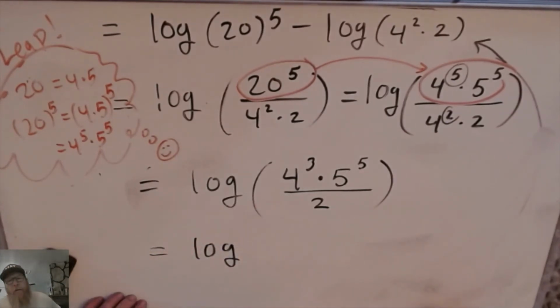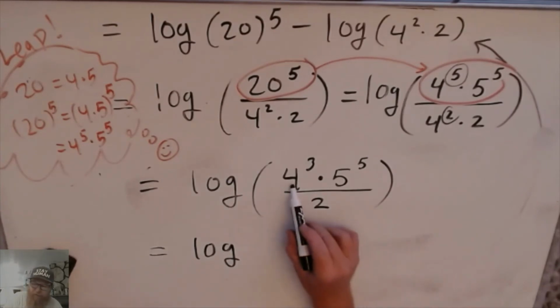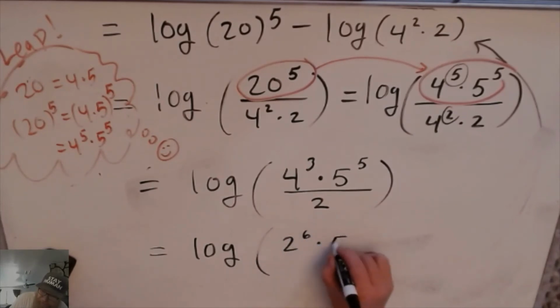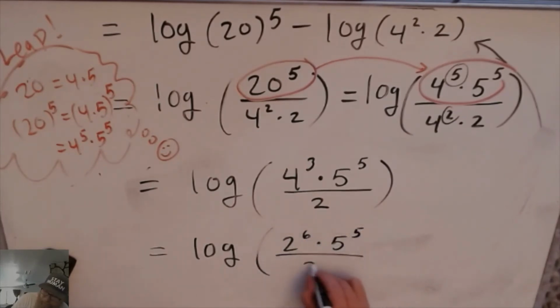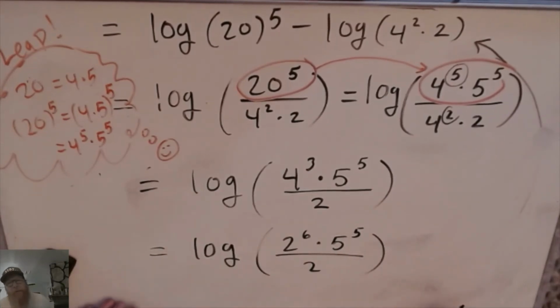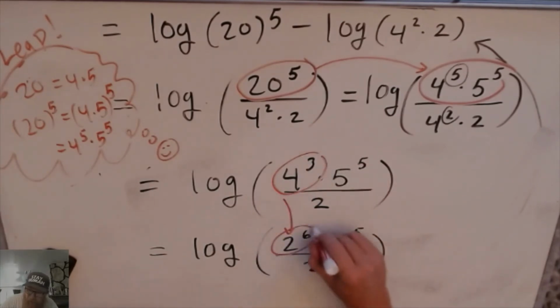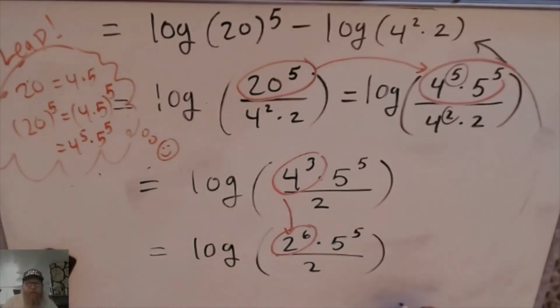So now I've got 4 to the third. That's the same as 2 to the sixth. Again, another mental leap. How do I get from 4 to the third to 2 to the sixth? Well, you do it with a mind cloud. Yeah, that's how you do it. It's a mental leap.